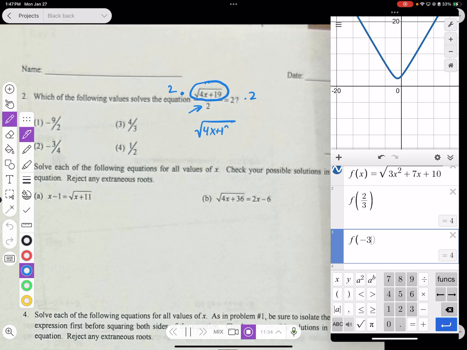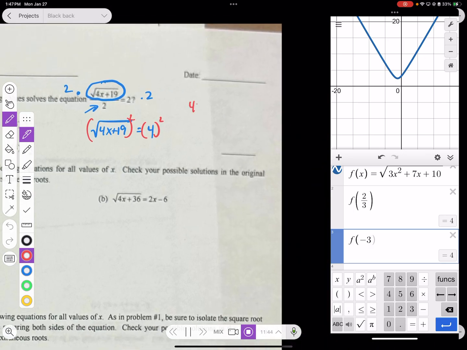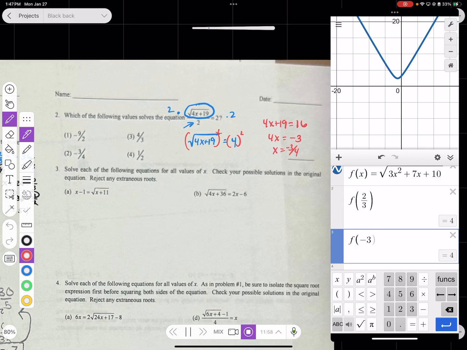4x plus 19 equals a 4. Now the radical's alone, so I can square both sides, and the radical goes bye-bye. All right, so now it's 4x plus 19 equals just a 16. 4 squared. Nice linear equation here. Subtract 19. Divide by 4. So it looks to me like x is -3/4.